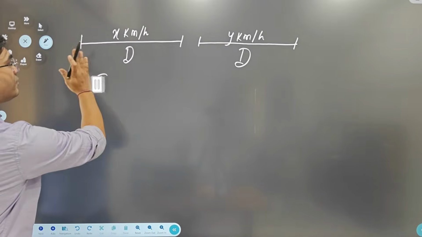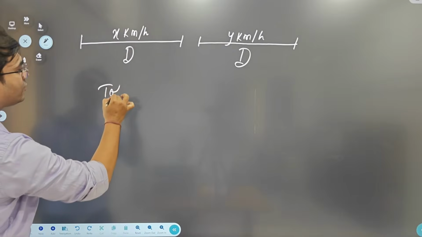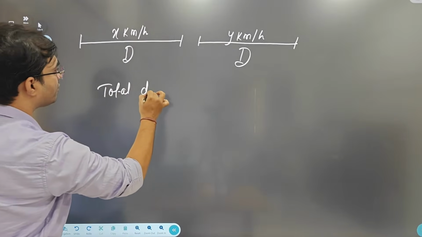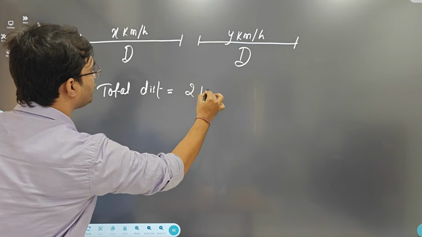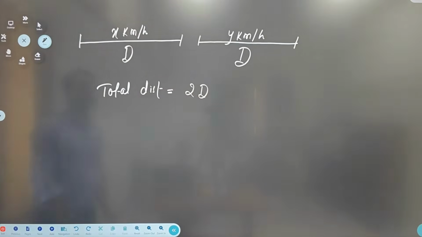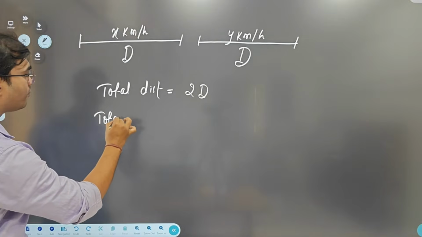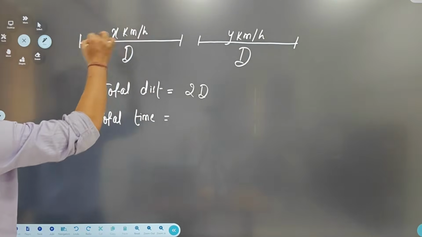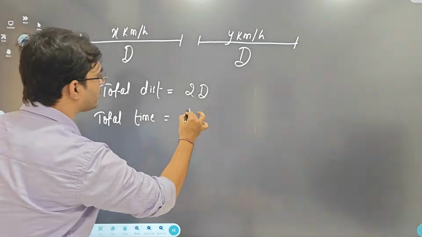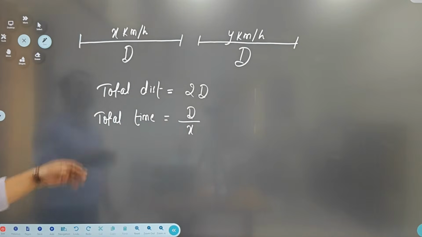Yeah, first case, distance will be equal to how much? Right, total distance covered is d plus d, which is 2d kilometer. What is total time? In the first case, the time is how much? Distance by speed, which is d by x, will be the time taken in the first case.